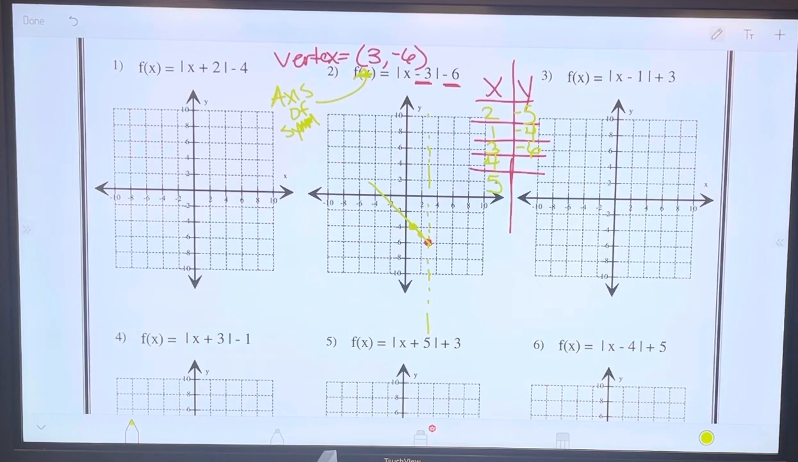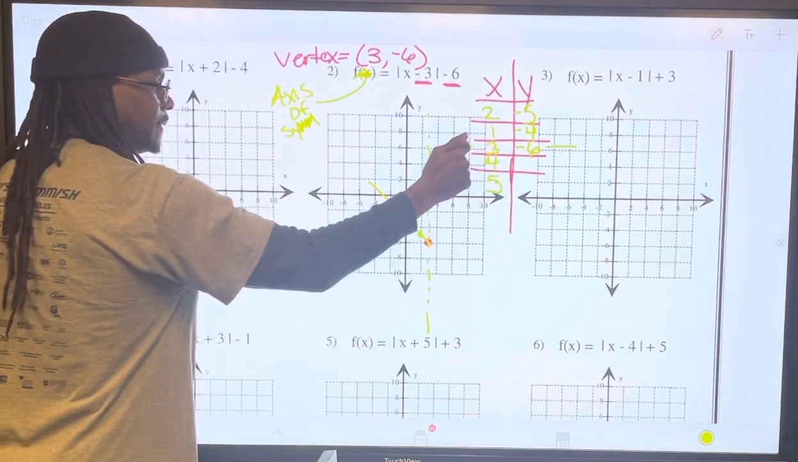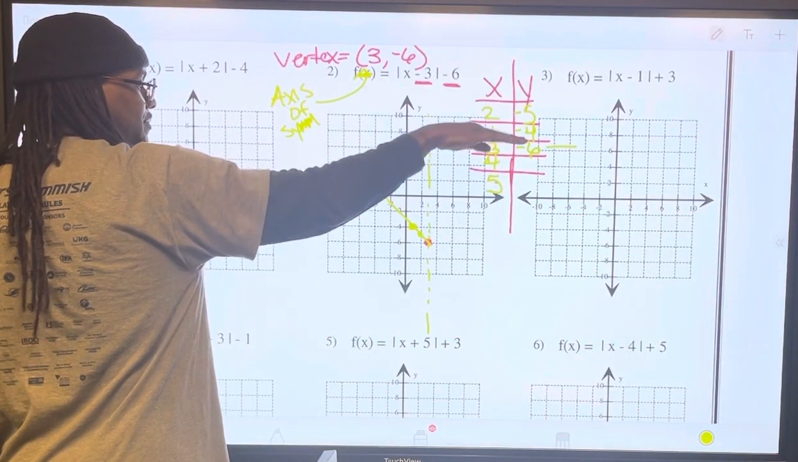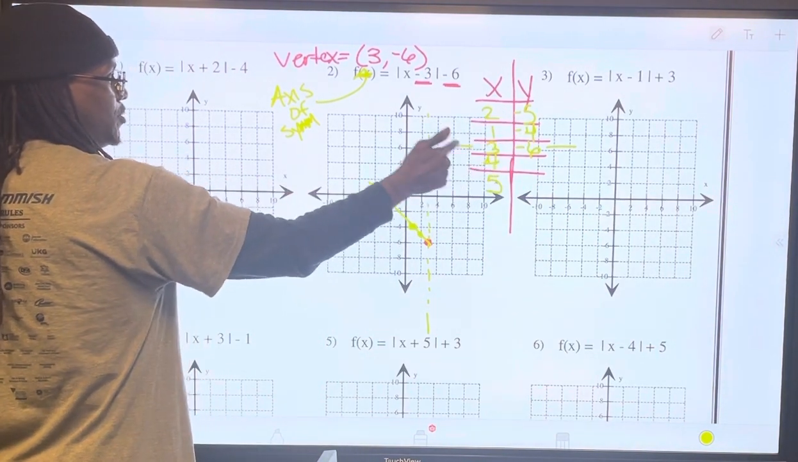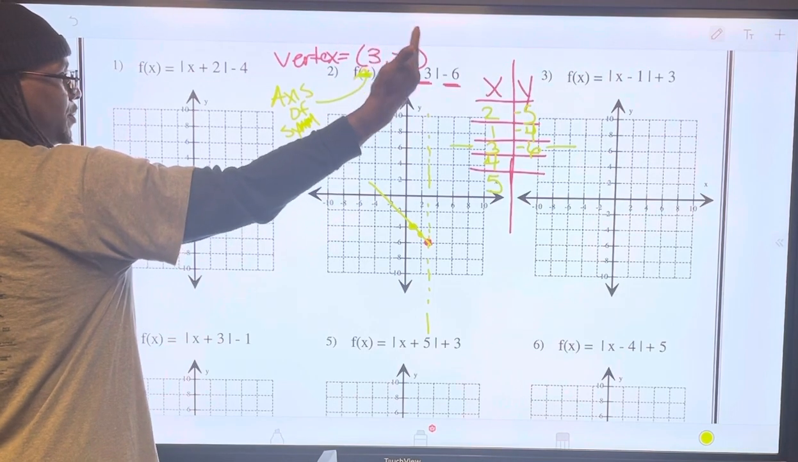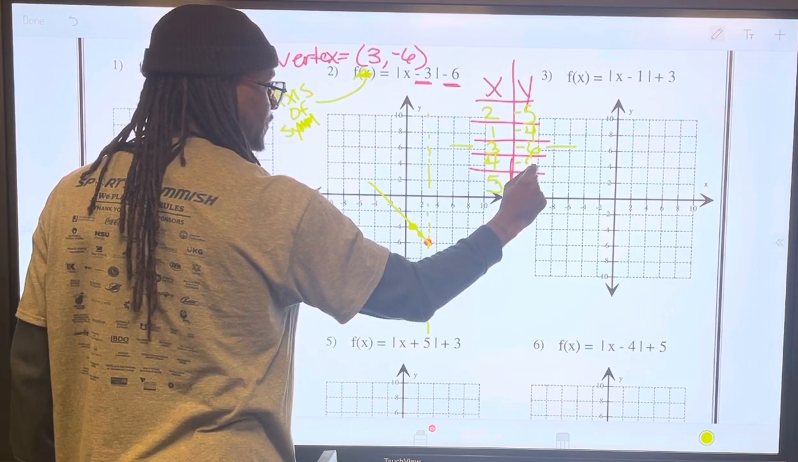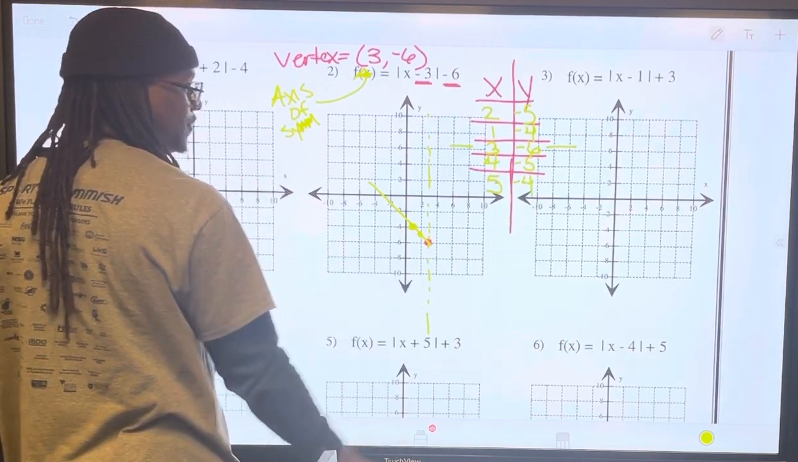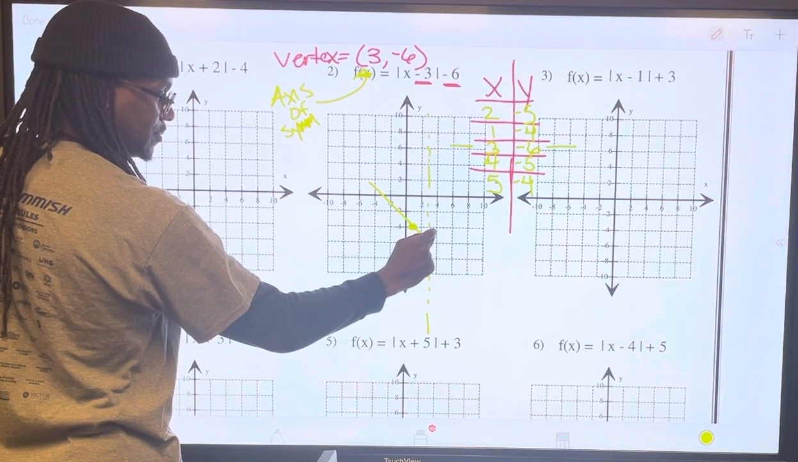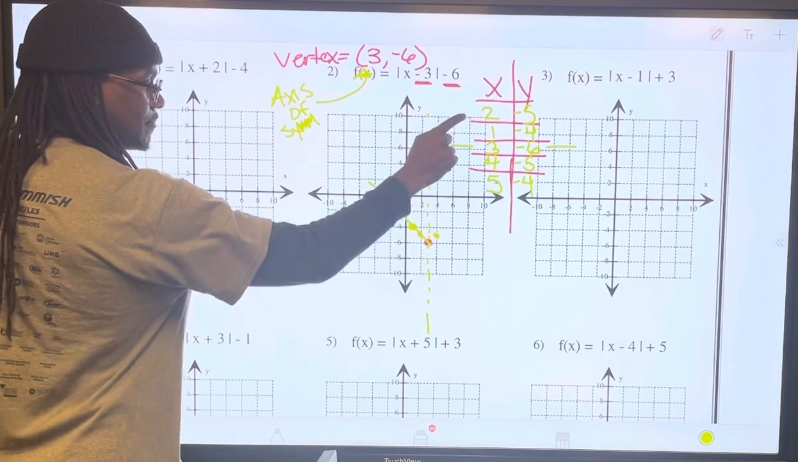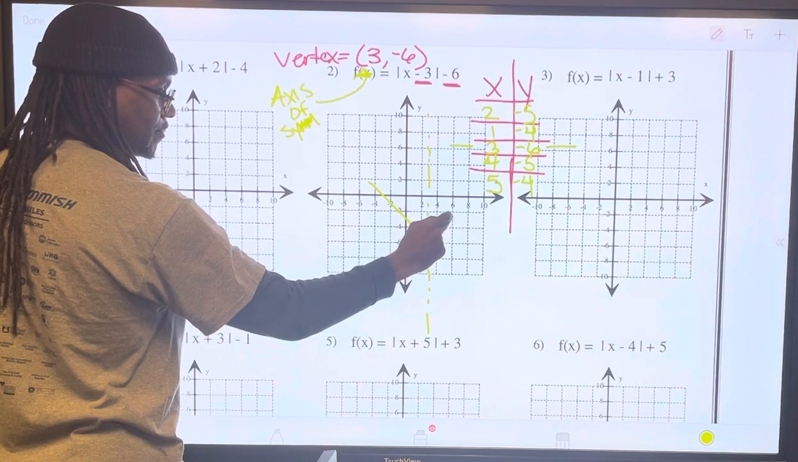A shortcut: remember this is our vertex here, so anything north of this is going to be the same thing coming down. So once you get the pattern, when you plug in 4, 4 minus 3 is 1, 1 minus 6 is negative 5. You know if that's negative 5, this is going to be negative 4. So now your point 4, negative 5, should be a dot there. And 5, negative 4, should be a dot here. And there's your graph.